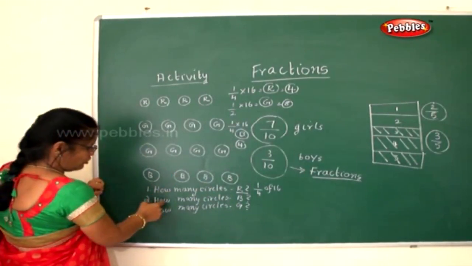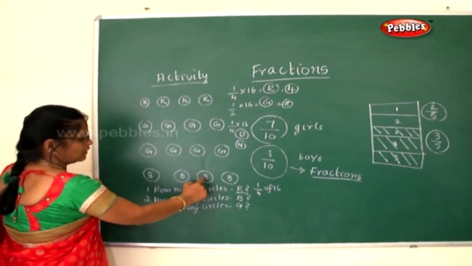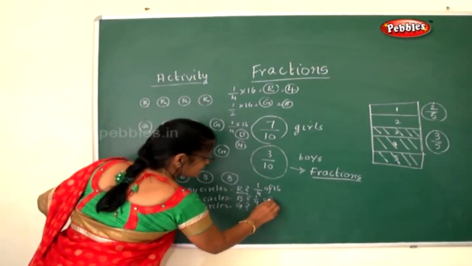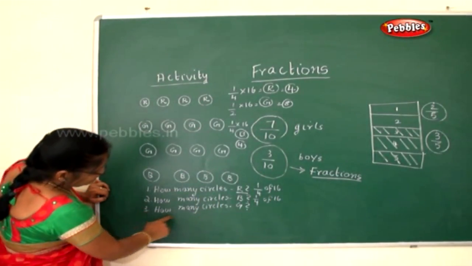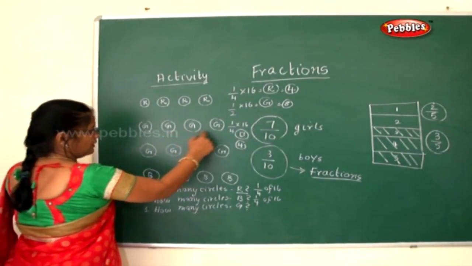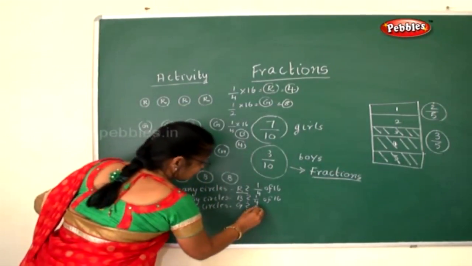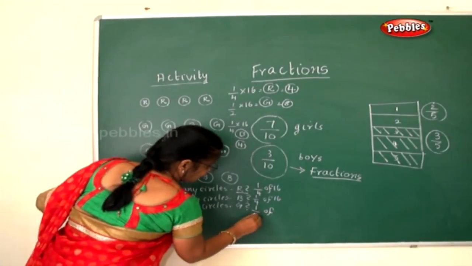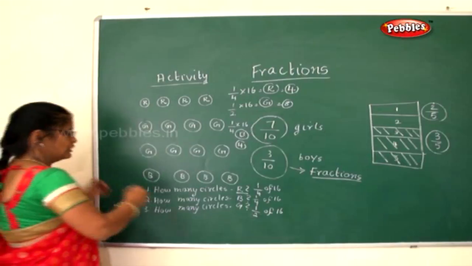Okay, next. How many circles are colored in blue color? 1, 2, 3 and 4. So 1 by 4 of 16 are colored in blue color. The last one, how many circles are colored in green color? 1, 2, 3, 4, 5, 6, 7 and 8. So 1 by 2, that is half of 16, are colored with green color.